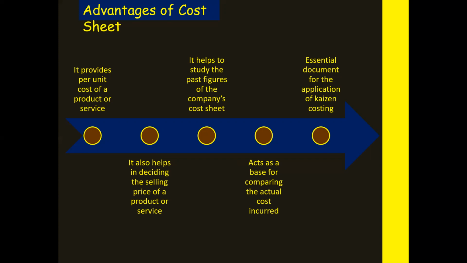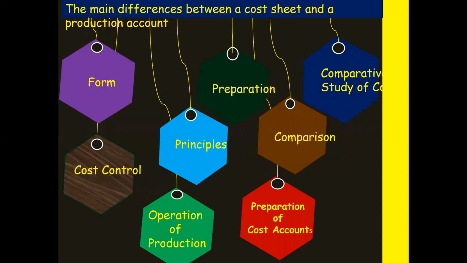Now the last topic that we are going to talk about today is the difference between a cost sheet and the production account. Now I will tell you six points so that you can clearly get what the difference is between a production account and a cost sheet. The first one is the form, that is, based on double entry principles. The production account is based on double entry principles, whereas the cost sheet is based on actual and estimates.